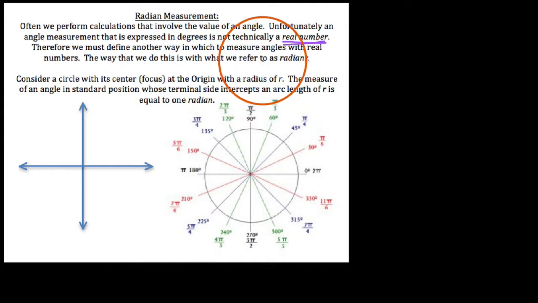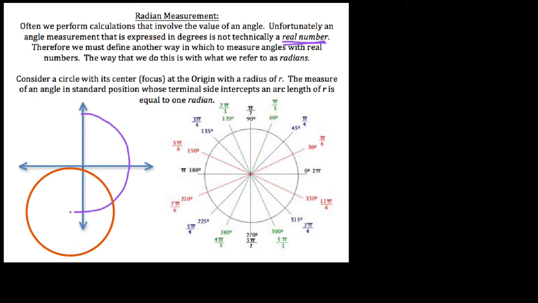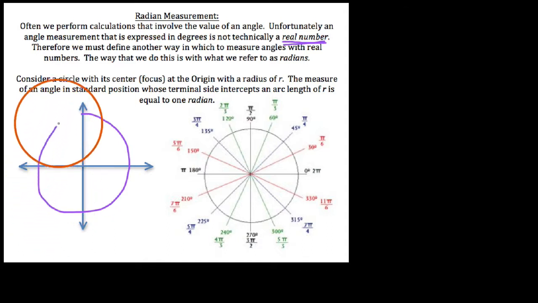Okay, and the way we do this is we often refer to using what we call radians. So what I want to do is I want to consider a circle with its center at the focus, or the focus at the origin, and a radius of r. And so this could be any circle on the planet, but basically if you can imagine, oh, that's not a very good circle, you guys. If you can imagine a circle that proceeded around the outside of this and it has a radius r, and we'll even call our angle in standard position here, and here's our radius.